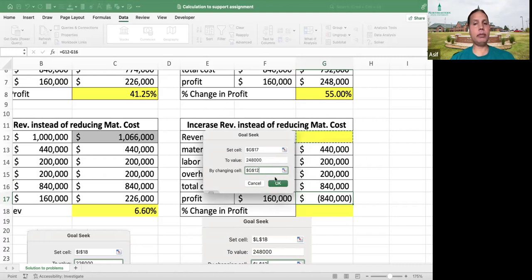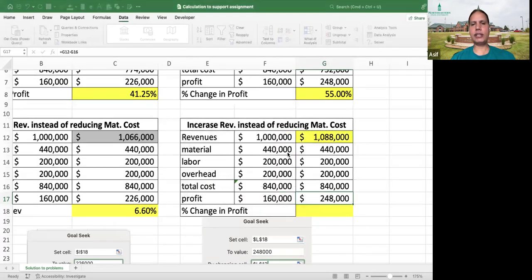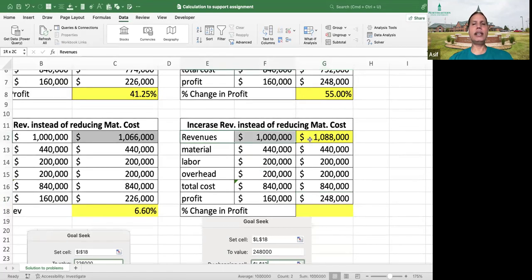And before I hit OK, as you can see here, this revenue cell is currently empty, and profit is showing me some false negative number. But as soon as I hit OK, they will change. Once I click OK, it does the calculation. It says it successfully did this calculation, and in order to achieve a profit of 248,000, instead of reducing material cost, the other route is increasing your revenue, and that would require an increase of $88,000.